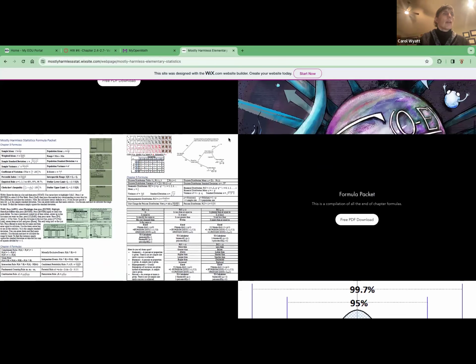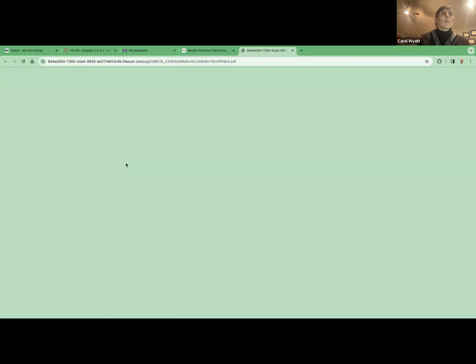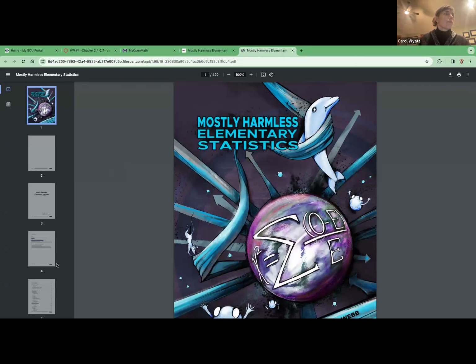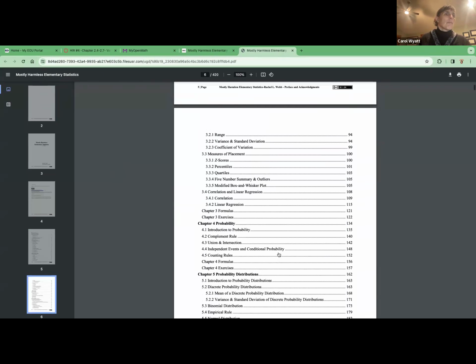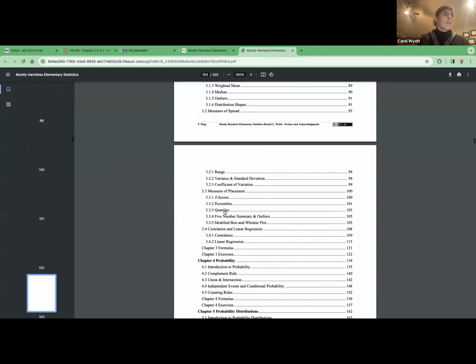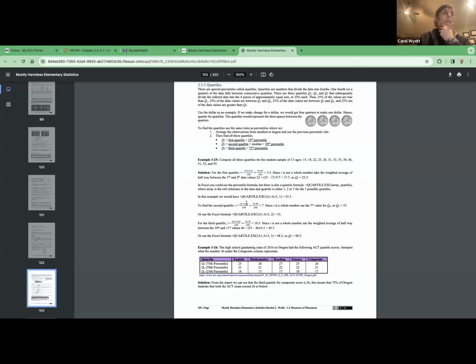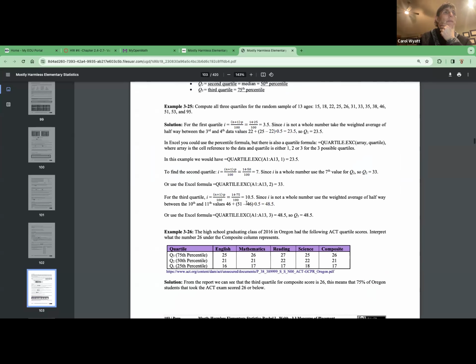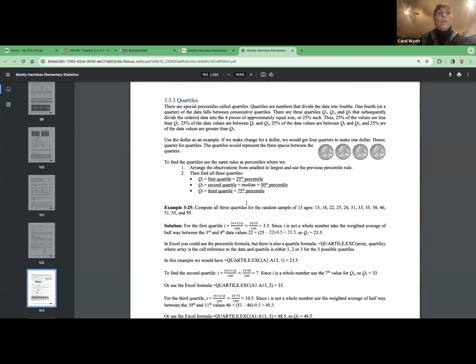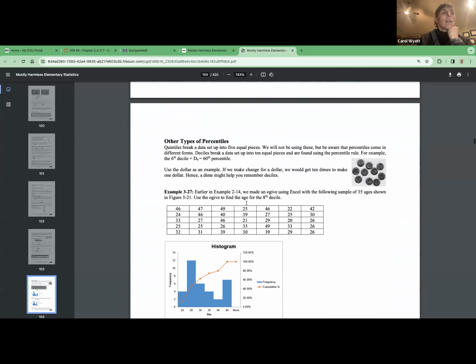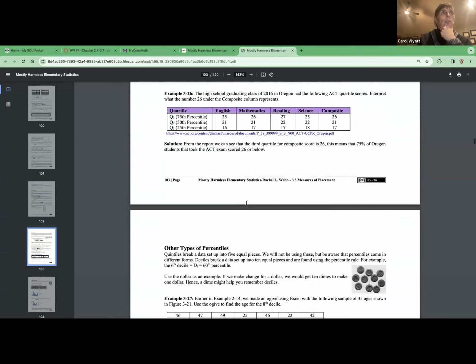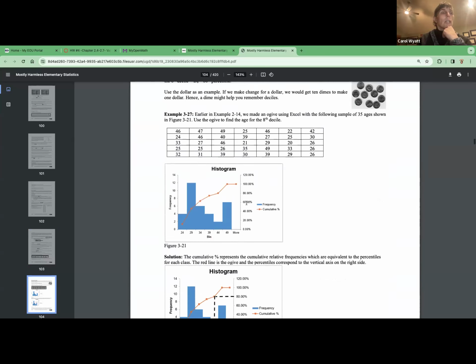So it's here. Take a quick look at this book. As you look here, they give you information on finding the quartiles, Q1, Q3. And if you keep reading through here, they also tell you how to find percentiles. Just so you know, I'm on pages 103 and 104 of your textbook.